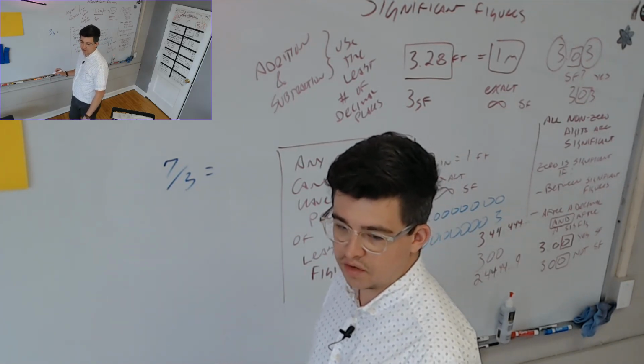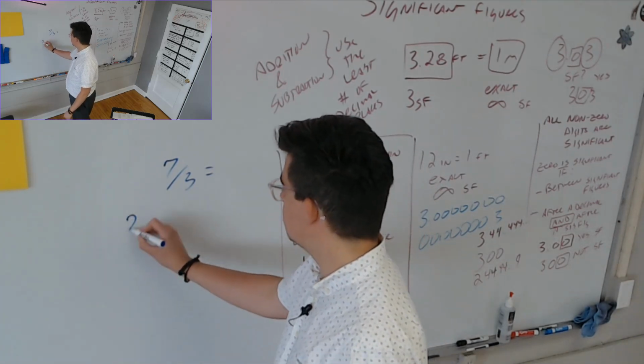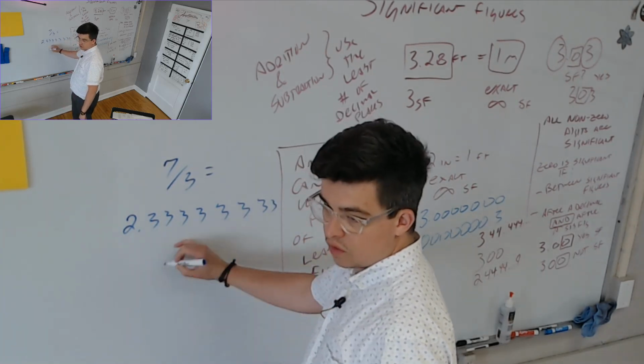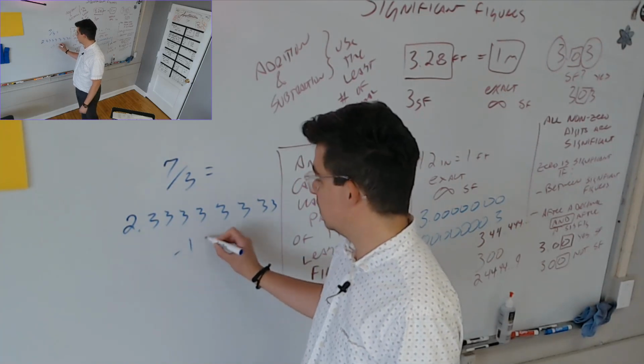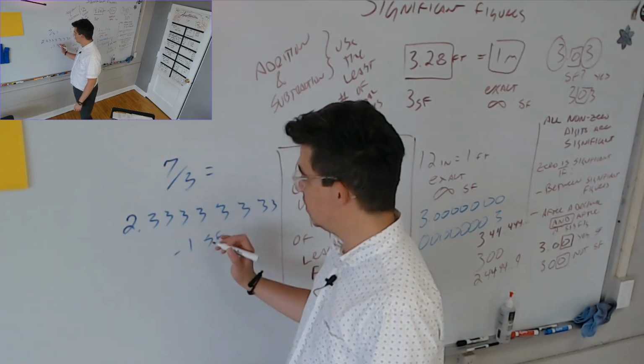So just 7 divided by 3. It very well might be 2.333. You write this because you're like, I should be as precise as I can. But then I will even put significant figures, because that's just wrong. How many should it be?